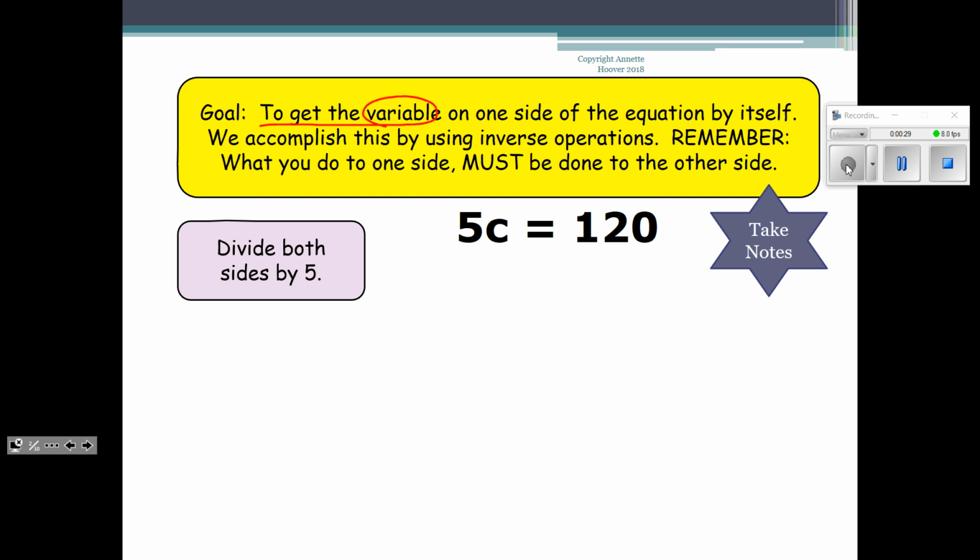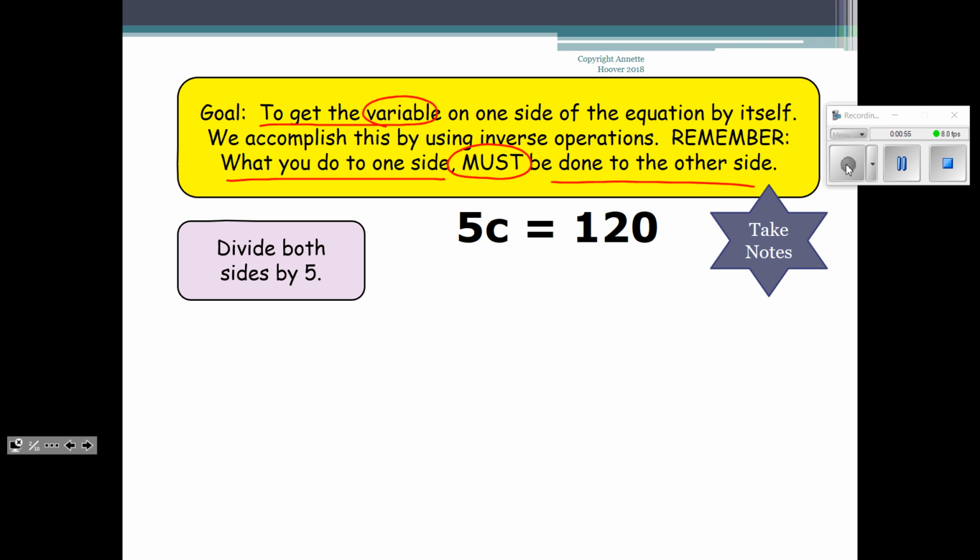We accomplish this by using inverse operations. Inverse means to do the opposite. So if there's multiplication taking place, we're going to do the opposite, which is division. If there's division taking place, we're going to do the opposite, which is multiplication. Always remember that in order to keep both sides equal, what you do to one side, you must do to the other side as well.